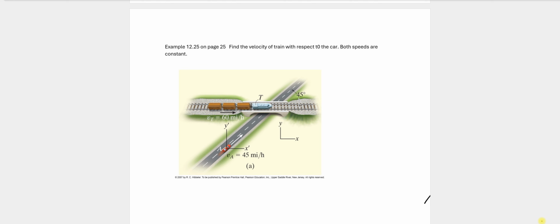I'm making this video to provide an example of how to calculate the velocity of one object relative to another. What we're looking at here is example 25 on page 25 in your dynamics text. We've got this train moving along at 60 miles per hour to the right, and then this car moving at 45 miles per hour at an angle of 45 degrees.